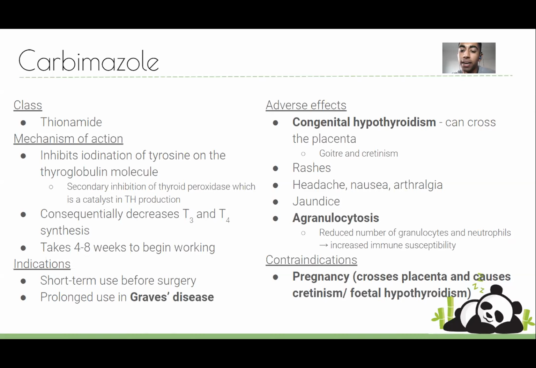in utero growth, basically. And the other one is agranulocytosis. That's when you have a reduced number of granulocytes and neutrophils, and that's going to increase your immune susceptibility to infection, TB, all that sort of stuff. But those are the main adverse effects to know. Contraindications are in pregnancy because it will cause congenital hyperthyroidism, possibly cretinism.